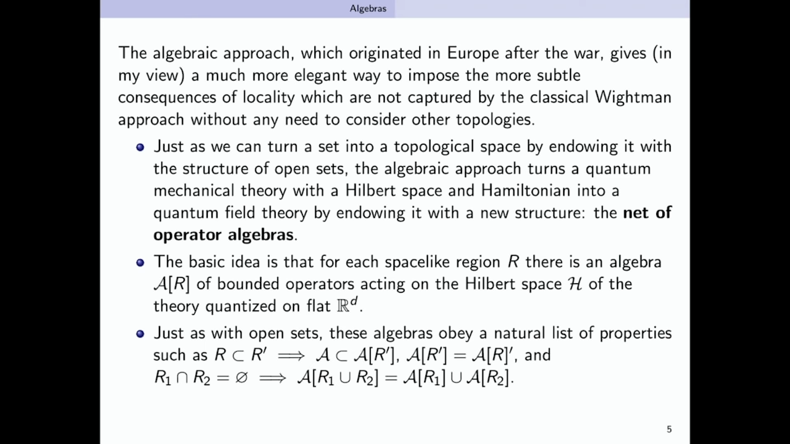So just as with open sets, there's a list of natural properties that the algebras are supposed to obey. This is not an exhaustive list, it's just three that I'll mention. Sorry, I didn't write the names because I was running out of space on the slide. If R is contained in R prime, then A of R is contained in A of R prime. That's called nesting or isotony. Here prime of a region indicates its complement. Then the algebra of the complement of R is equal to the commutant of the algebra of R. That's called duality or Haag duality.